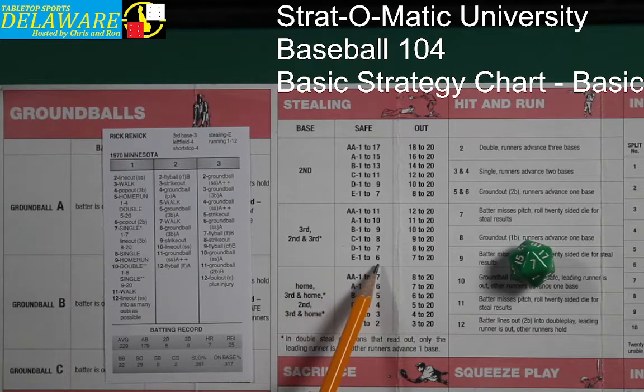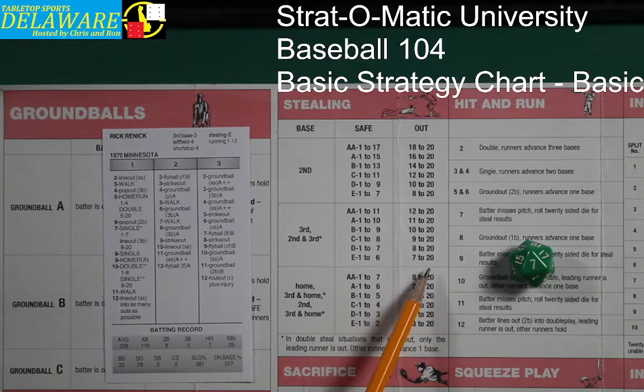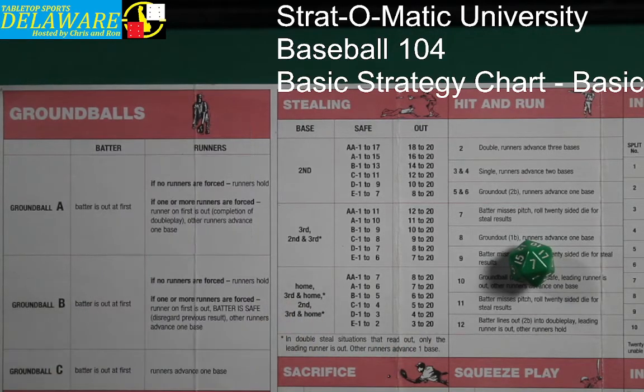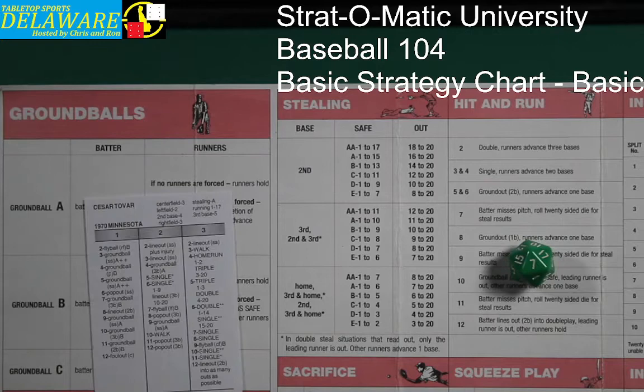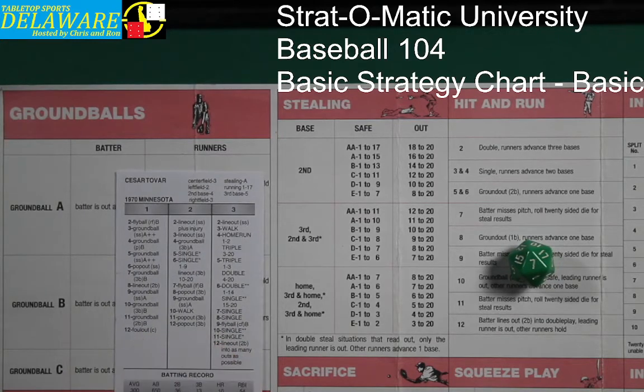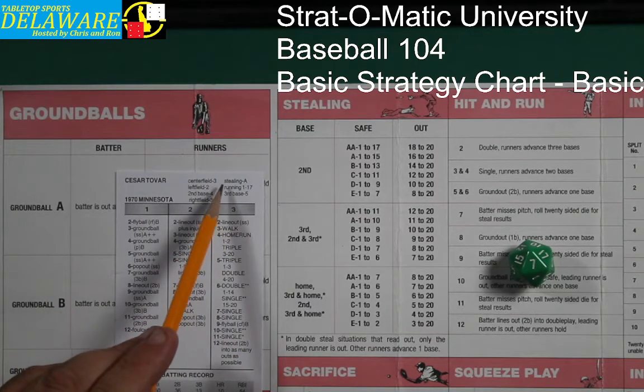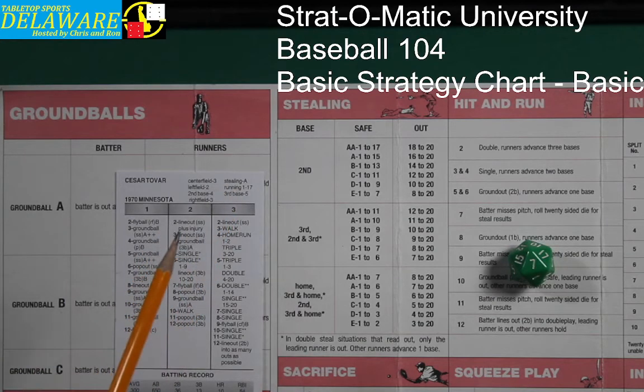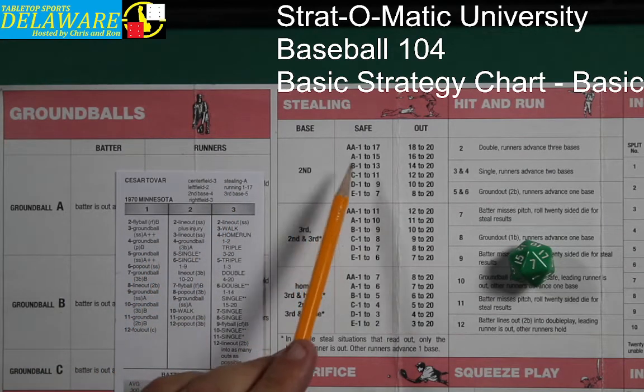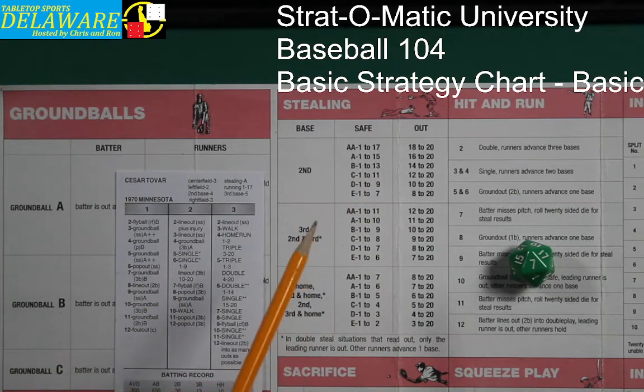He'd have to roll 1 through 6 to be safe. 7 through 20 is out. He would have to roll 1 through 2 to steal home. 3 through 20 is out. If, let's say, instead you have Cesar Tovar, right there, his stealing rating is A. So if he's stealing second, he's safe 1 to 15. If he's stealing third, he's safe 1 to 10. If he's stealing home, he's safe 1 to 6.